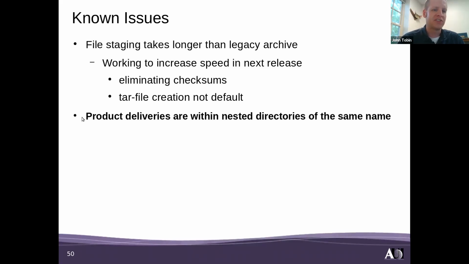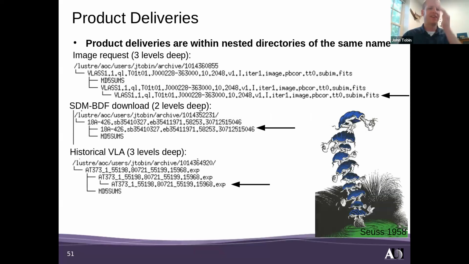And then the other thing, which I'm sure will confuse users because it trips us up on the staff every so often, is the product deliveries. So products, MSs, SDMs, images are within nested directories of the same name, which is quite confusing. And so I show some examples here just so that you're aware of this.